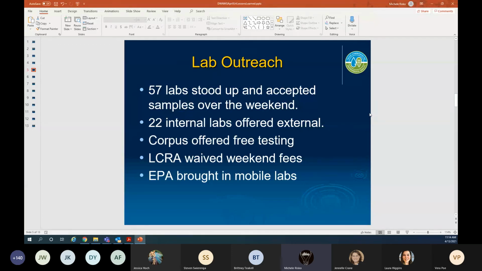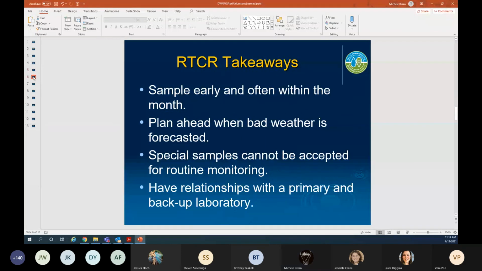And then this is just a shameless plug to every water system. I'm glad that you have a good primary laboratory and a relationship built with it, but please take the time and energy to develop a relationship with a backup or secondary laboratory. You never know when somebody will be without power, without water, or inaccessible, and you'll need that backup laboratory for your samples and sample needs. So please, in this time of not emergency, work on those small preparedness steps.